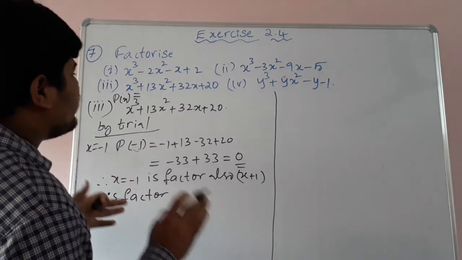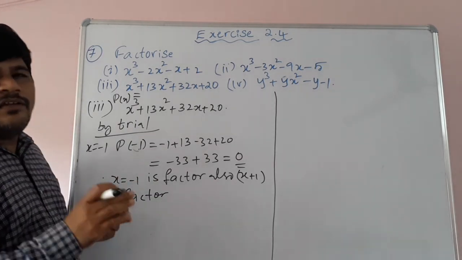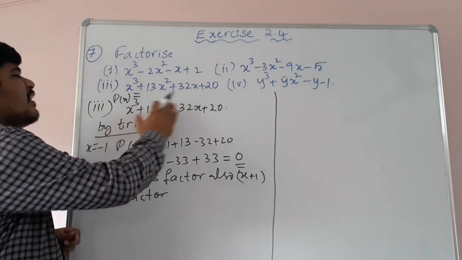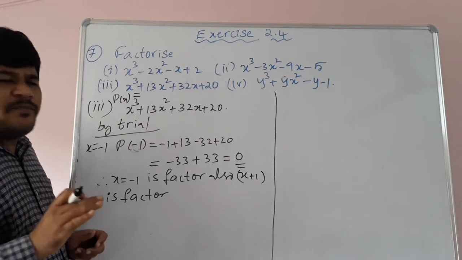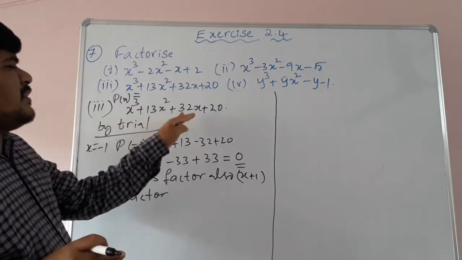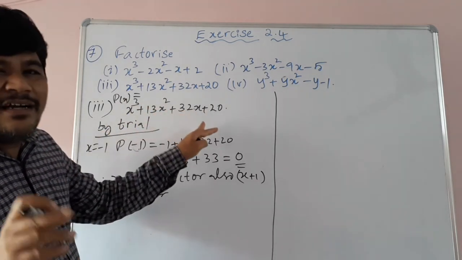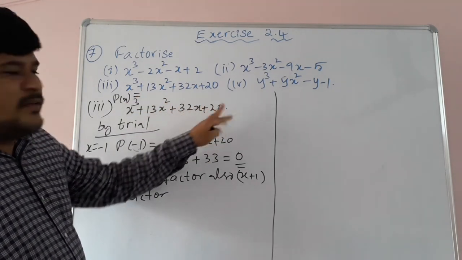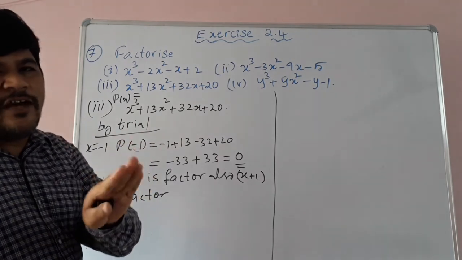Now what to do in Horner's method? I will tell you, please listen carefully. In this method, children, first we have to write all the terms in descending order with respect to degree: power 3, power 2, power 1 and constant. If any term is missing, instead of that we have to write 0.